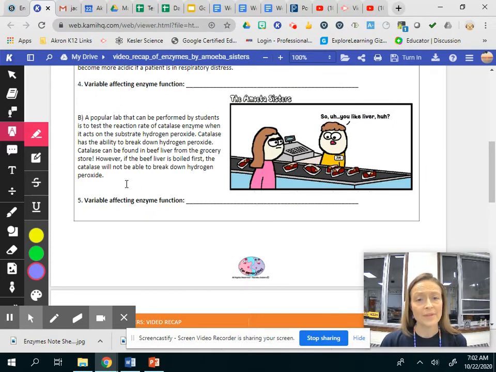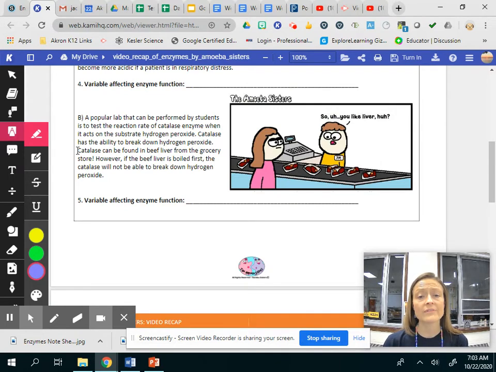A popular lab that can be performed by students is to test the reaction rate of Catalase enzyme when it acts on the substrate hydrogen peroxide. Catalase has the ability to break down hydrogen peroxide. You might even have hydrogen peroxide at home in your medicine cabinet. Sometimes you use it to clean out a wound or something. So I'm reading here, Catalase can be found in beef liver from the grocery store. So this is an enzyme that exists in beef liver, and like in AP classes, they actually grind it up in a blender and use that in their reaction.